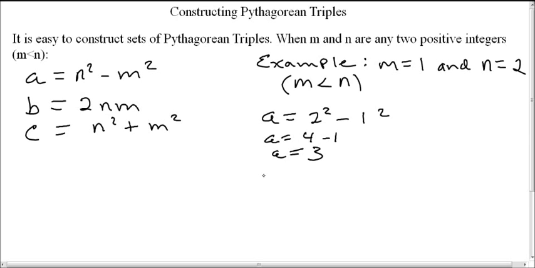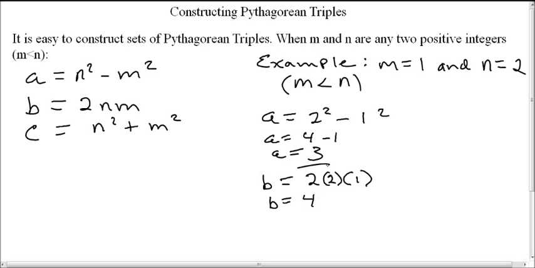So now let's take a look at what it says to use for b. So it says b is 2 times n, which is 2, times m, which is 1. So 2 times 2 is 4, times 1 is 4. So b is equal to 4.